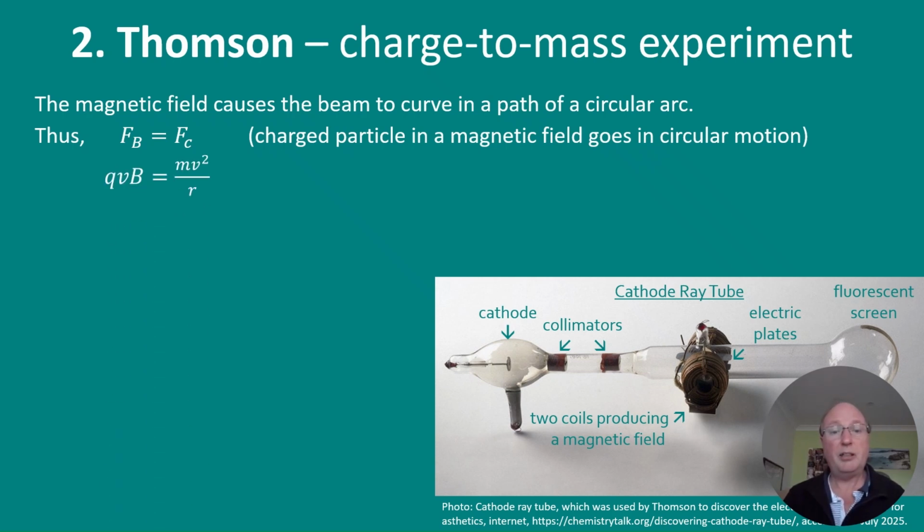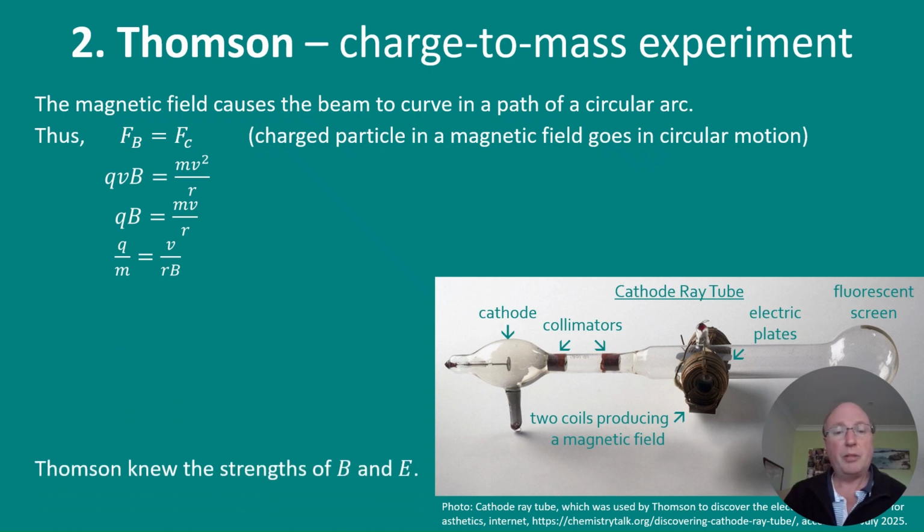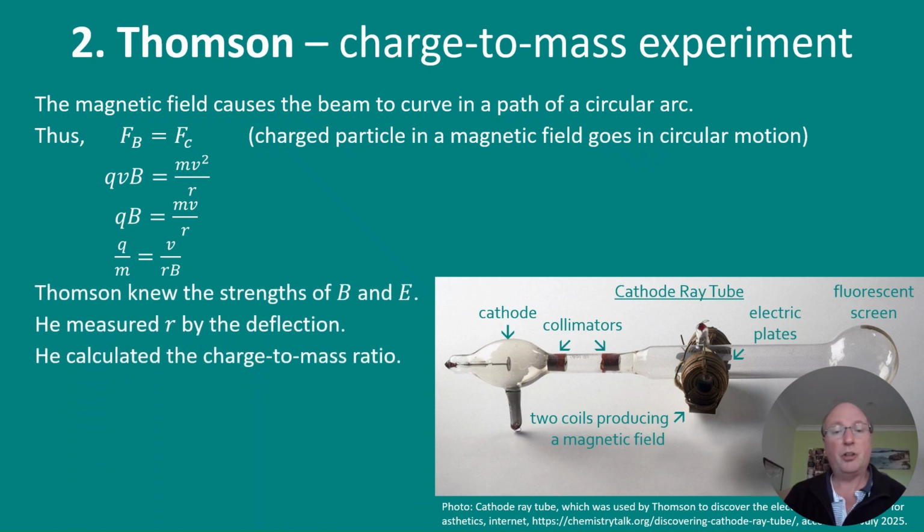So QVB equals mv squared on r. Dividing both sides by v, we have QB equals mv on r. So Q on m equals v over rB. So we now have the Q on m ratio. Thomson already knew the strengths of magnetic field and electric field. He could measure r by the deflection, and so he calculated the charge to mass ratio.